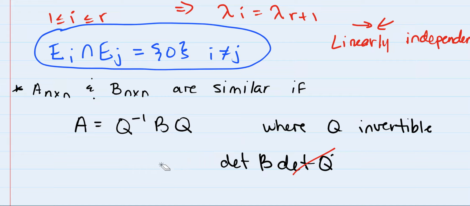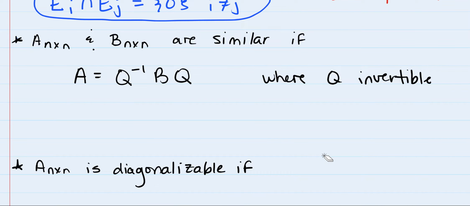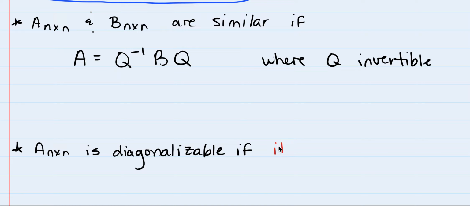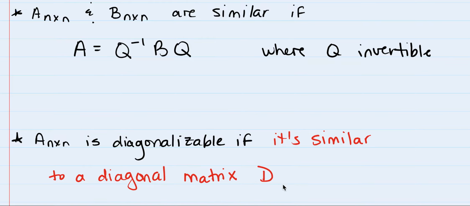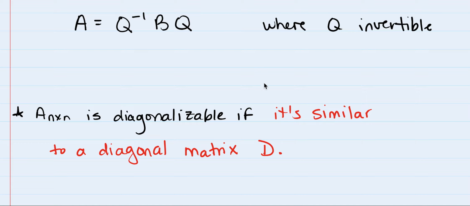So similar matrices are important, but we're going to look at a particular type of similar matrix, and that's when the matrix A is similar to a diagonal matrix. So the matrix A is diagonalizable if it's similar to a diagonal matrix D. Okay, there's a couple ways you can write this. You can say that A is equal to Q inverse DQ, where Q is invertible.